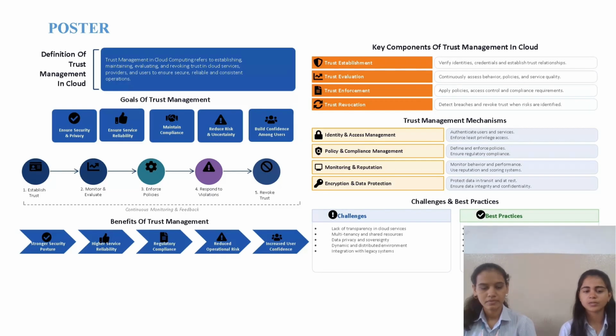And the third one is performance overhead. Evaluating trust in real time, checking certificates, running policy engines, validating tokens, adds latency. For high-frequency applications like real-time trading, this can be a significant bottleneck.